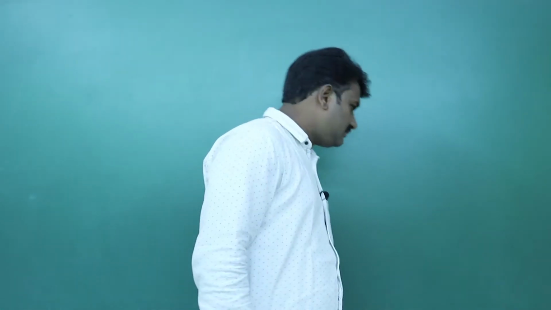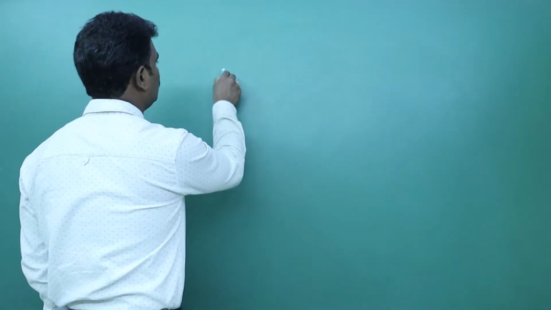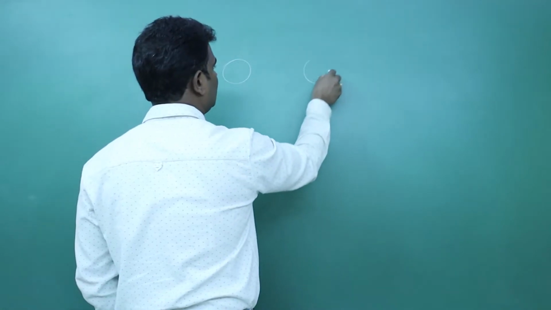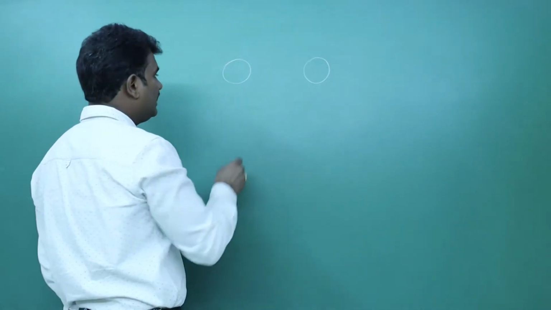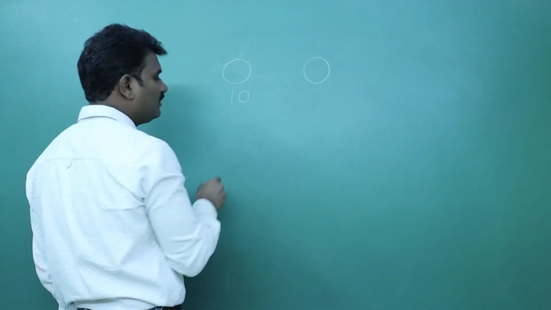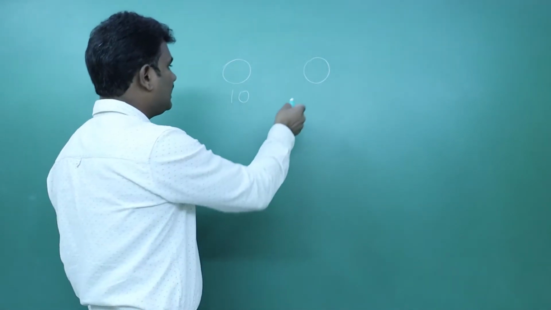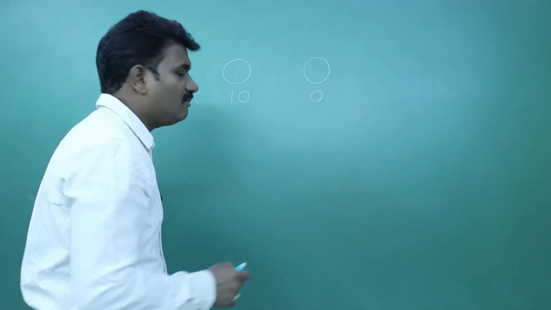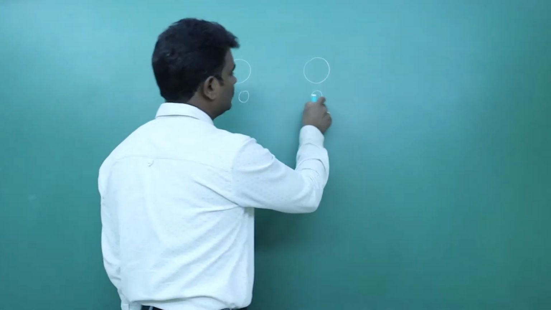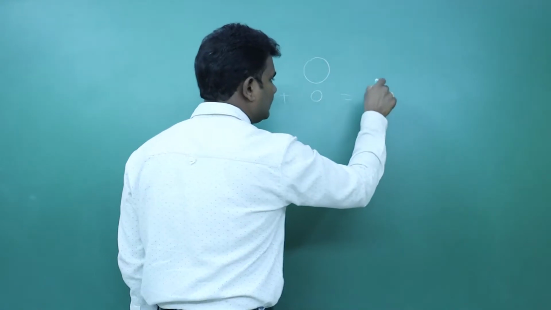So first let us look at the definition of collision. It says that the phenomenon in which exchange of momentum takes place is called a collision. For example, if there are two bodies, this is one body and this is another body. Initially it has 10 units of momentum. It has 0 units of momentum. So what is the total momentum? 10 plus 0, which is equal to 10.